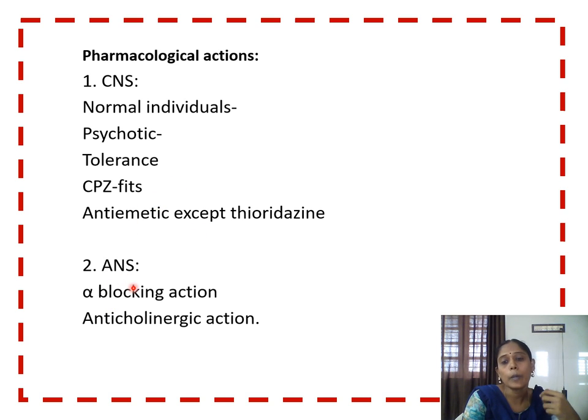And coming to the autonomic nervous system, as we said, it has alpha blocking action. So postural hypotension will be there, and anticholinergic action. So what will be the side effects? Dry mouth, constipation, blurring of vision, all these will be there.